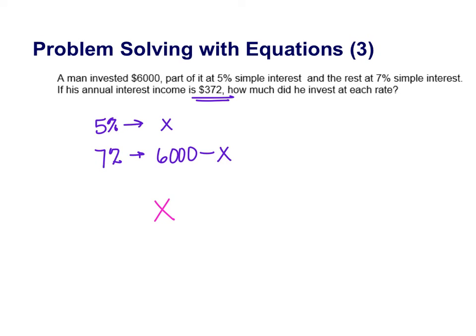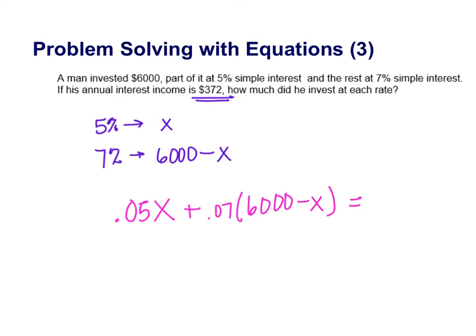Now we do have to bring the percentages into this problem. 5% as a decimal is 0.05, because what would happen is you would take his money that he invested and multiply it by the 5%. So that's why we have to multiply by the 0.05. We're going to add to that the amount he invested at 7%, the 6,000 minus X, but we do have to multiply that by the 7%, so 0.07.